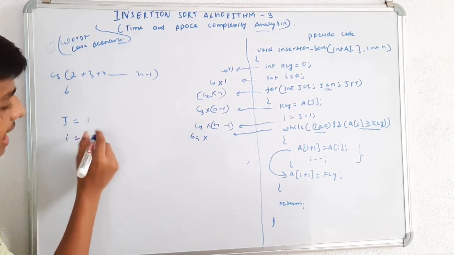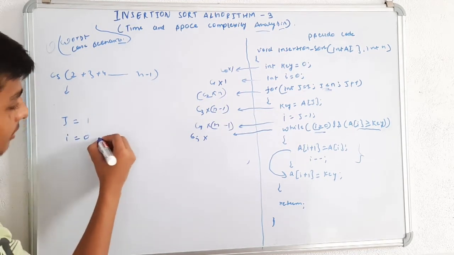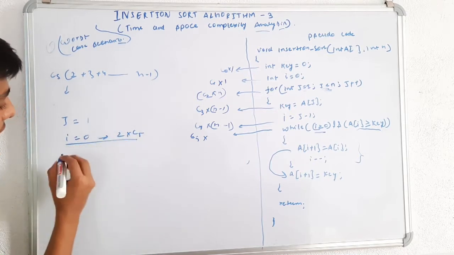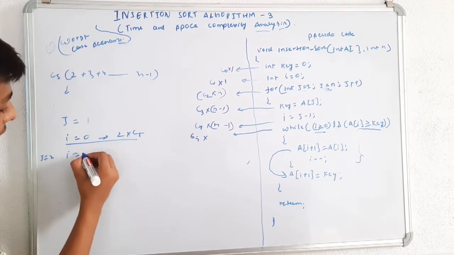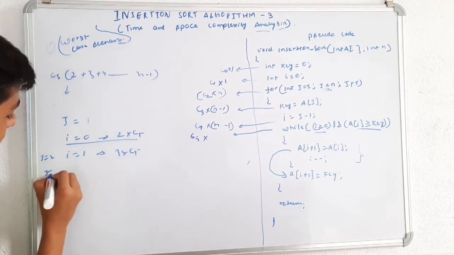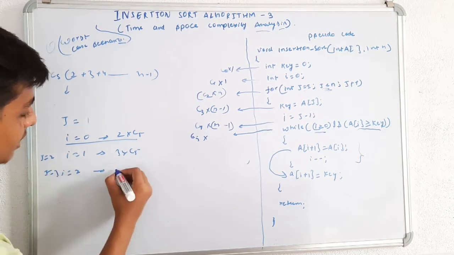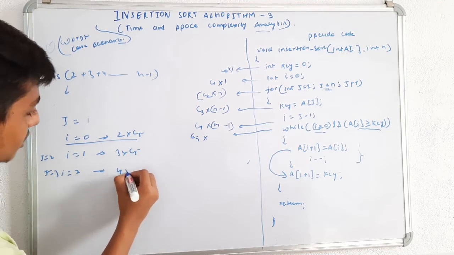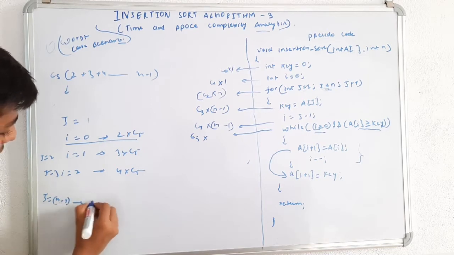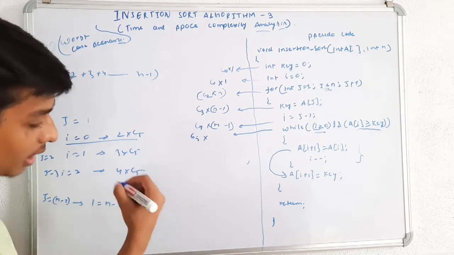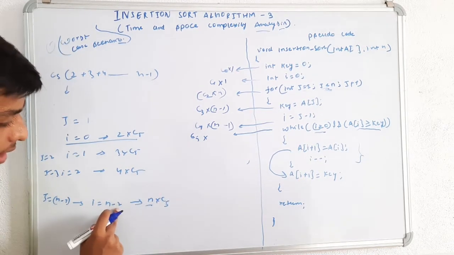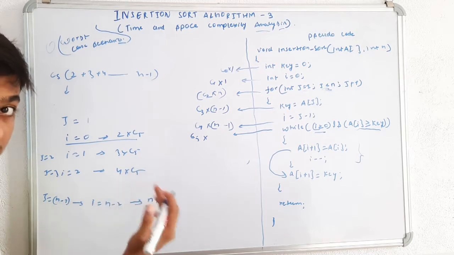So when j equals 1, i is 0 here, right? That means how many times will it be executed? 2 times. So the time is 2 into c5. When j equals 2, i equals 1. How many times will it be executed? 3 times. 3 into c5. When j equals 3, i equals 2, how many times will it be executed? 4 times, right? Similarly, when j equals n minus 1, then i equals n minus 2, how many times will it be executed? n into c5. So i equals n minus 2, it will be n, not n minus 1, into c5, right?